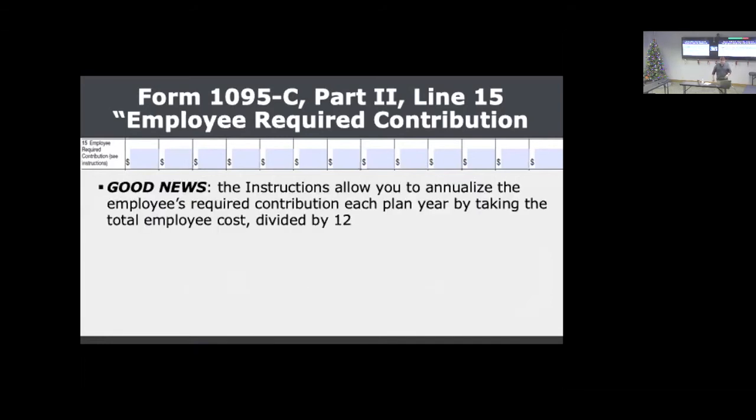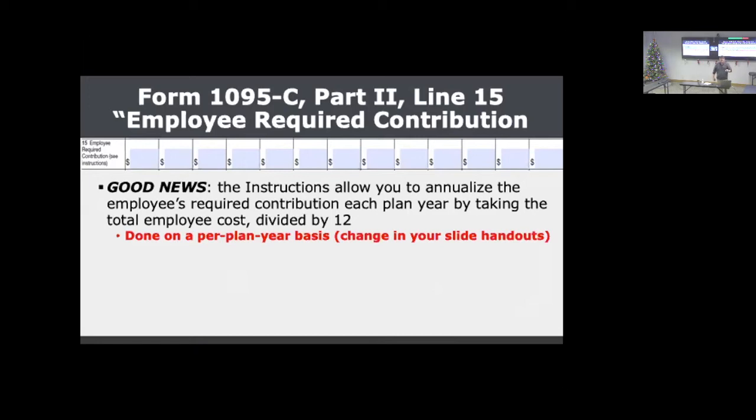There is some good news, which is this. The instructions allow you to annualize the employee's required contribution each plan year by taking the total employee cost over the plan year divided by 12. This is done on a per plan year basis, and this is actually a change, the one big change from the last couple of years. So in your handouts, this is wrong. Circle this, star it, highlight it. We'll put these new slides up there, but I was reading through this just yesterday again and caught this. You can only annualize on the plan year basis. You cannot annualize on the calendar year basis. You see why that's significant?